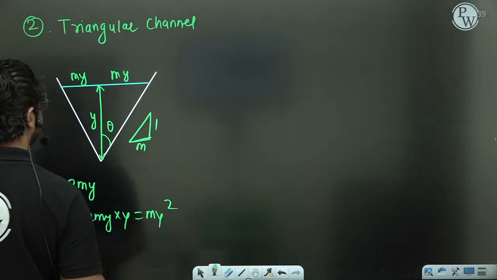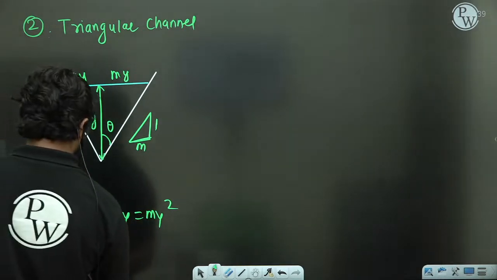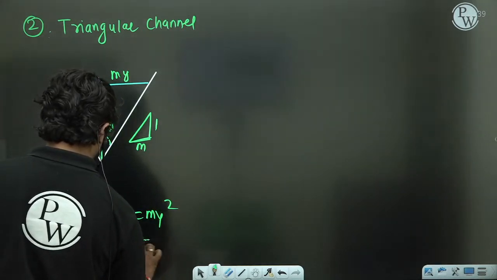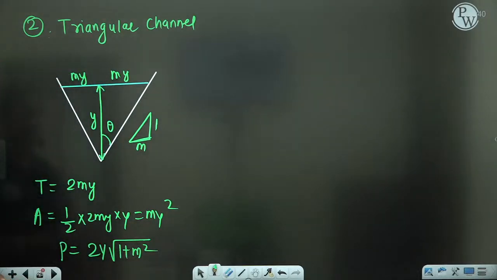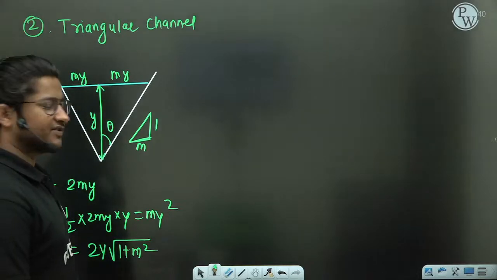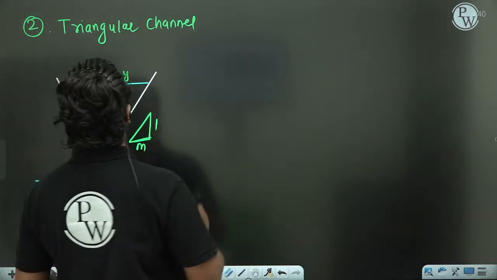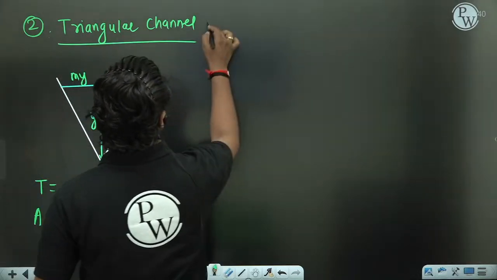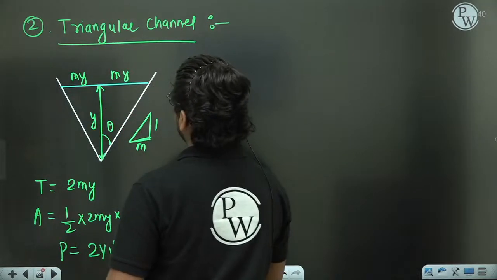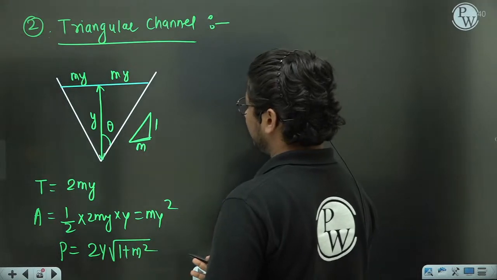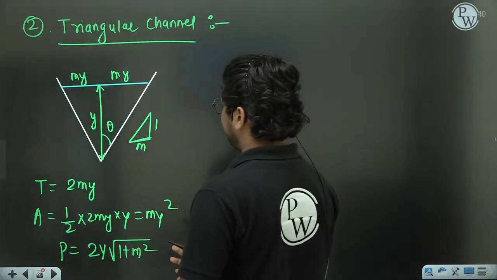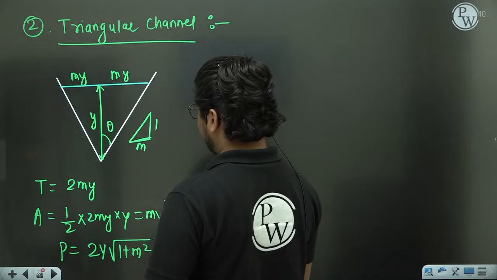Perimeter is nothing but 2y root under 1 plus m square. That is the perimeter part. So P is equal to 2y root under 1 plus m square. So area we got, perimeter we got.